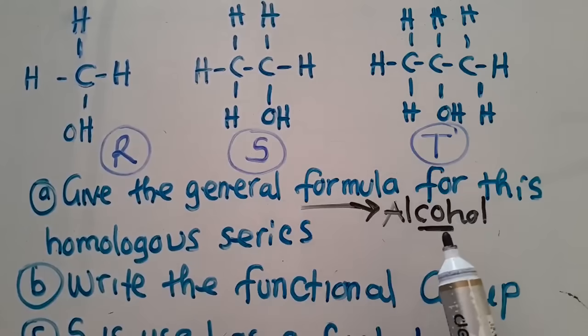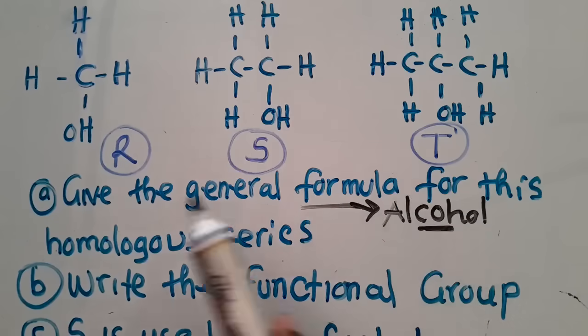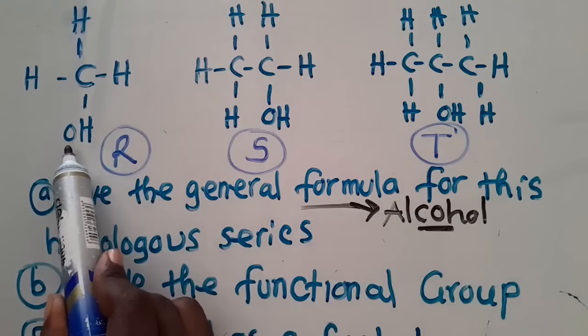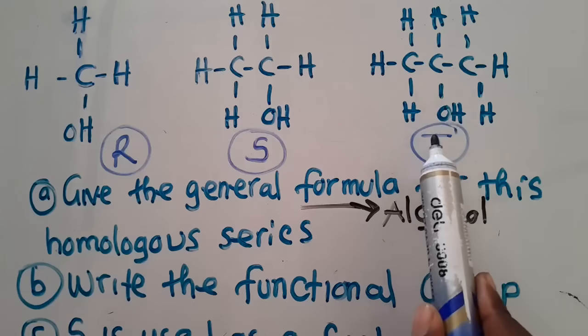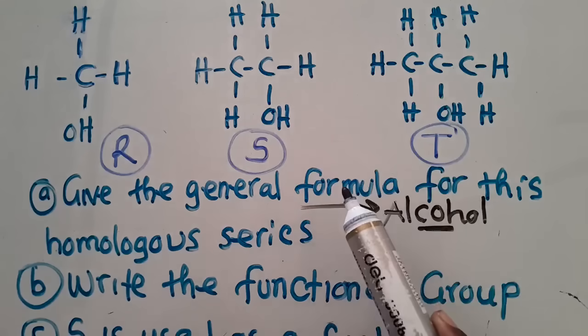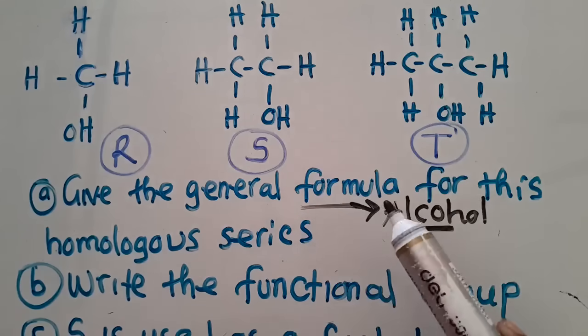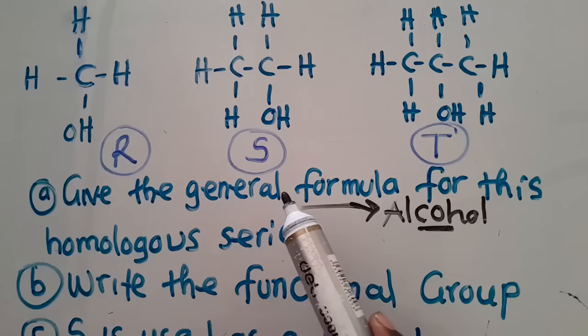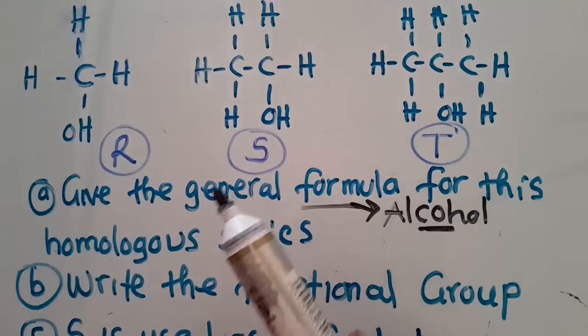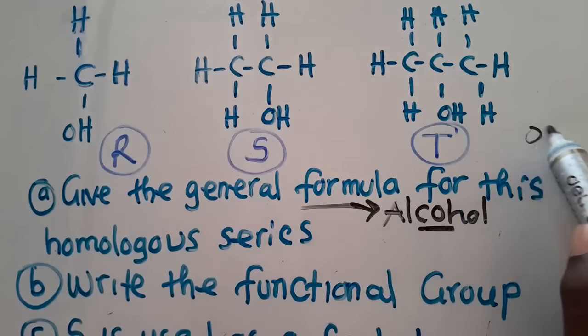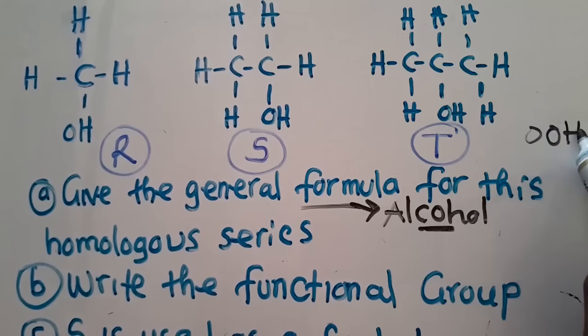So how did I know that this is an alcohol? Whenever you notice a hydroxide in it, there is OH, there is OH, there is OH. Whenever there is OH in a compound, just know that it is an alcohol. But whenever you notice there is O, then H, just know that this is a carboxylic acid. But in here there is only OH, meaning this is an alcohol.